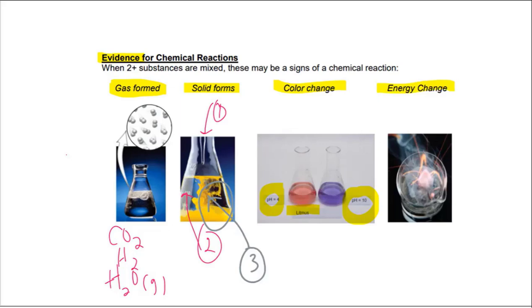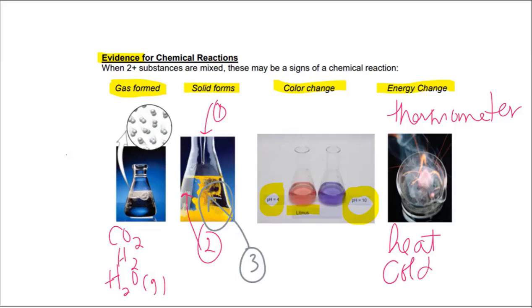We can also tell by an energy change. We can tell, obviously, by using a thermometer to tell if the temperature changed, if it got hotter, and sometimes you can just feel the heat. This has fire, so we can see that, but sometimes it's not as obvious as that, or sometimes it can get really cold and the temperature can plummet.